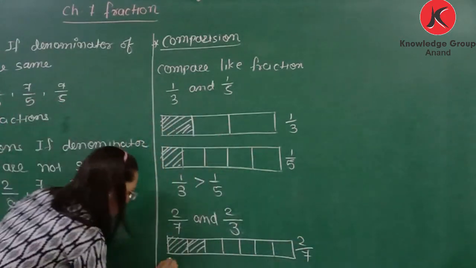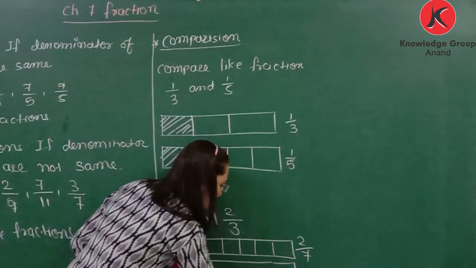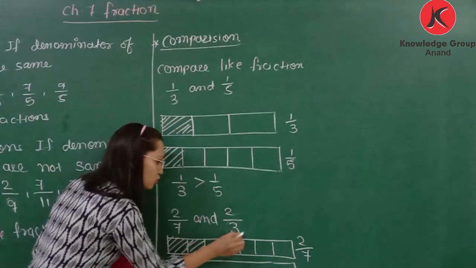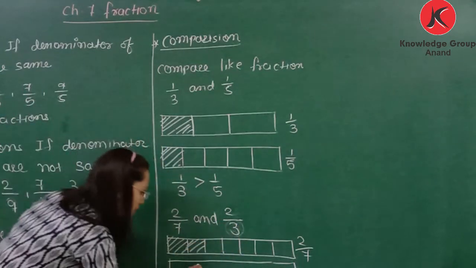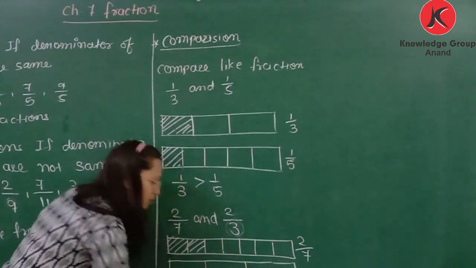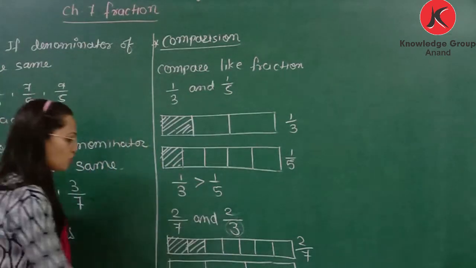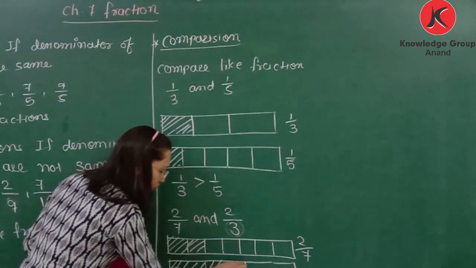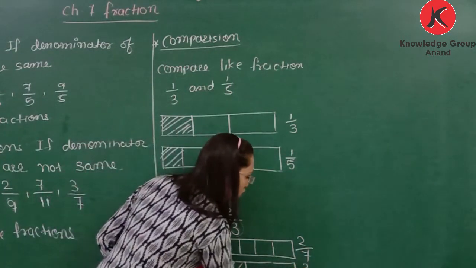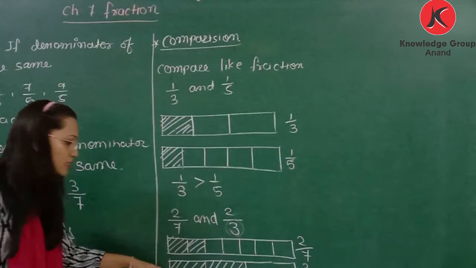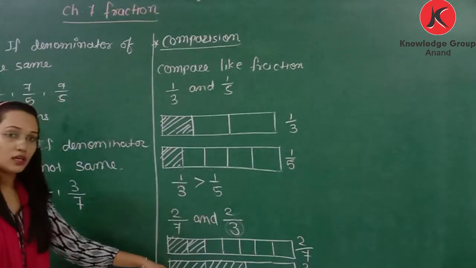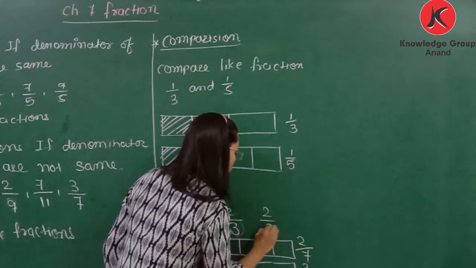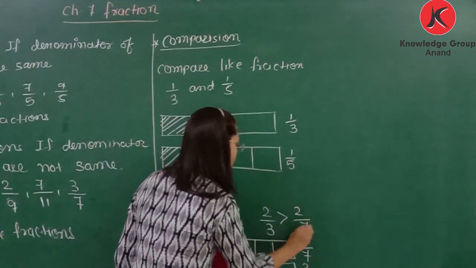Clear? Now 2 by 3. So here we need to draw one whole, and from that we need to make 3 parts. So let's make 3 parts. 1 2 and 3. Okay, now 2 parts are shaded. So it is 2 by 3. Now which one is greater? Can you see from the figure? Yes, you can see that 2 by 3 is greater. So we can write 2 by 3 is greater than 2 by 7.